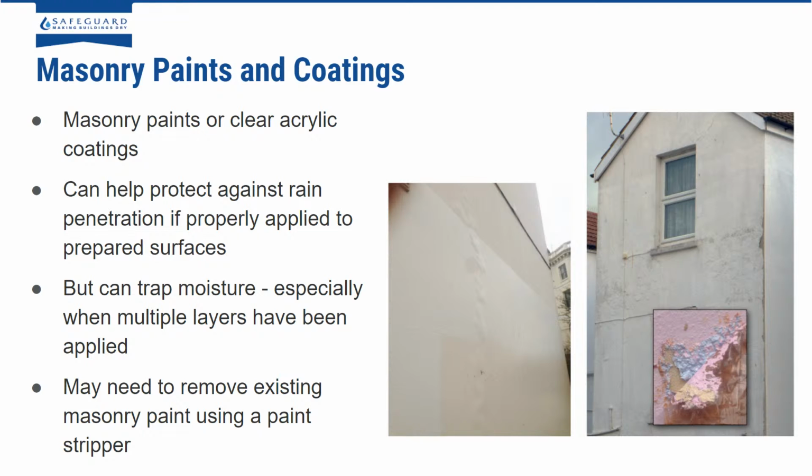So now we're looking at the paints. You can use masonry paints or clear acrylic coatings, and these can help to protect against rain penetration if properly applied to a prepared surface. But be aware that if used incorrectly, they can trap moisture behind them, especially if you're applying it onto a previously painted surface. So you may need to remove the existing masonry paint first using a paint stripper before applying a breathable paint on top.